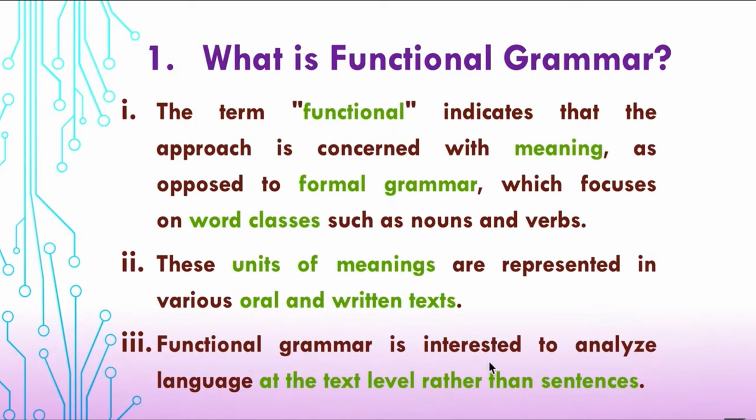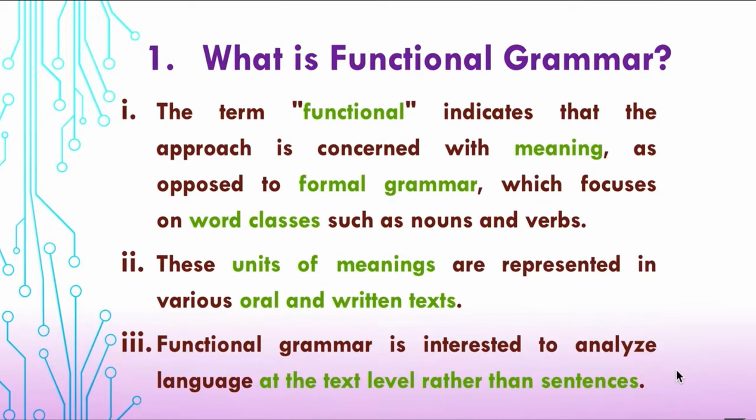Point number 3. Functional grammar is interested to analyze language at the text level rather than sentences. Look here. Functional grammar does not talk about only one sentence, does not talk only about one single word. In formal grammar, we talk about words, we talk about sentences, and we analyze how the words help in the construction of sentences. So in formal grammar, we just end up in the construction of a sentence, and we talk about just one sentence, at the level of the sentence.